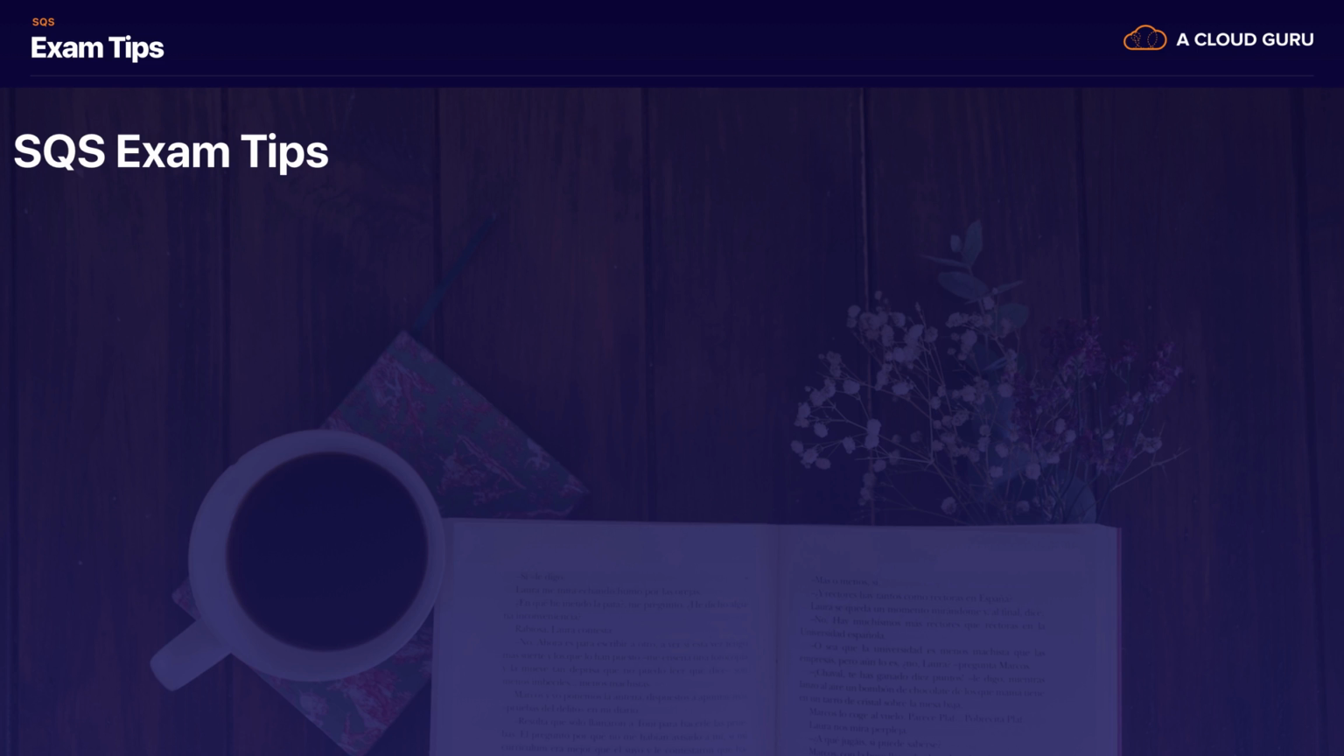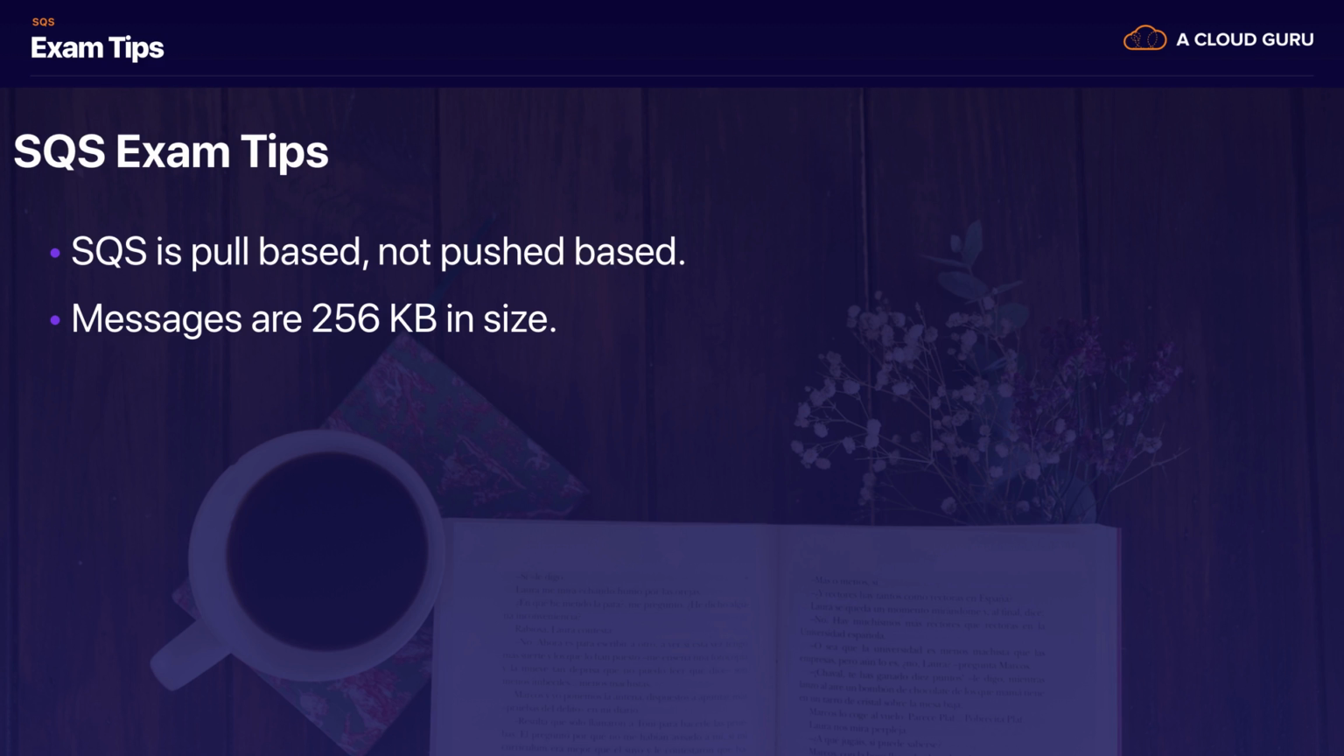You just need to understand what it is at a high level. Just remember my exam tips. SQS is always going to be pull-based. It's not push-based. So you've got your EC2 instances. They're going in there and they're pulling messages down from the queue. SQS is not pushing the messages out to your EC2 instances. If you need anything that's push-based, we're going to be using SNS, and we'll look at that later on in this section of the course.